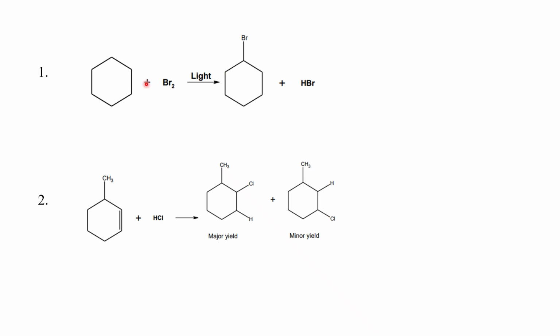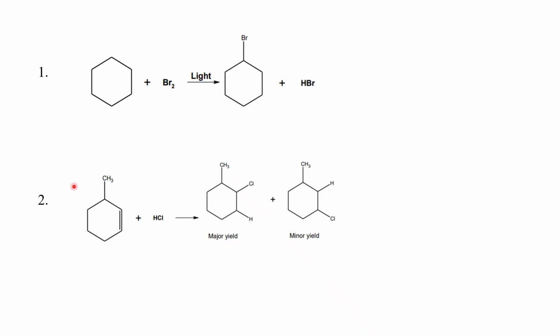So basically what happens here is that the bromine molecule in the presence of light breaks into 2 bromine radicals. One of the bromine radicals abstracts or removes a hydrogen from this carbon to form hydrogen bromide, and in the process, a cyclohexyl radical is also formed. That cyclohexyl radical reacts with a bromine molecule to form bromocyclohexane, and in the process a bromine radical is regenerated.